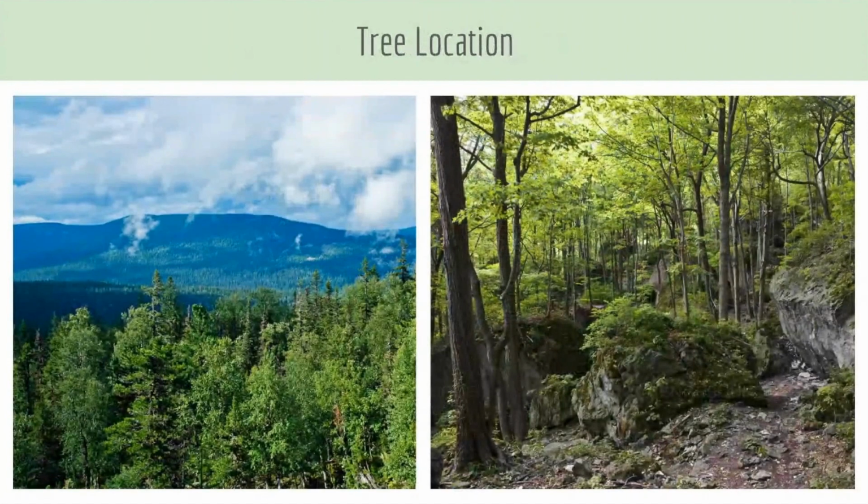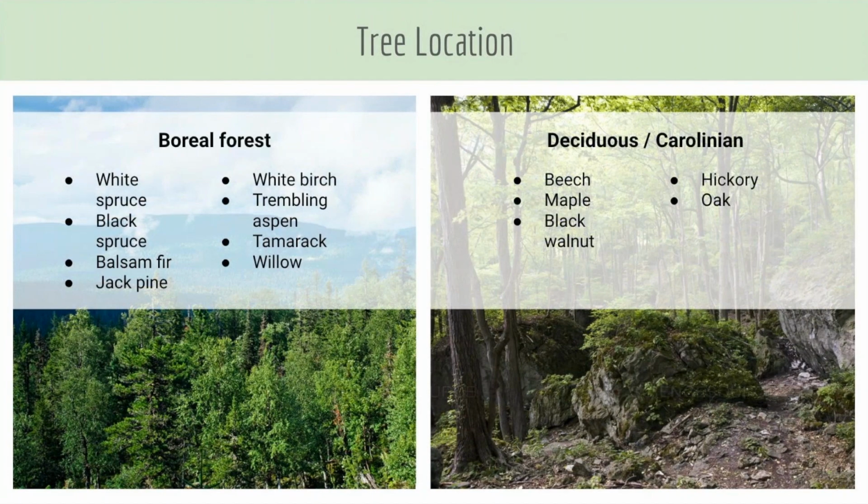So first off, your location is going to be an important indicator of what species you can expect to encounter. For example, if you are deep in the boreal forest, you'll likely come across plenty of conifers. So knowing how to differentiate between the spruces, firs, and pines will be really important. On the other hand, if you were in the Carolinian forests in southern Ontario, you'll come across things like beech, maples, hickories, and oaks. So knowing how to tell different deciduous trees apart will be really handy here.